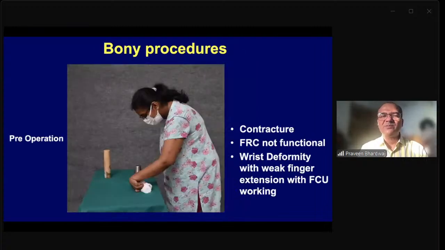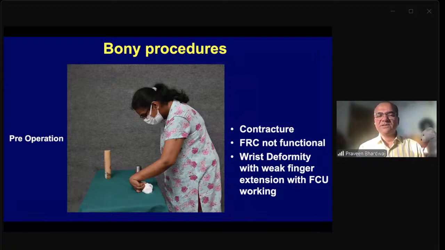So presently, many of our patients more often have an ECU to ECRB transfer than an FCU to ECRB transfer, and it works quite well. But there are many situations in which you would not have a patient who is ideal for doing a tendon transfer.